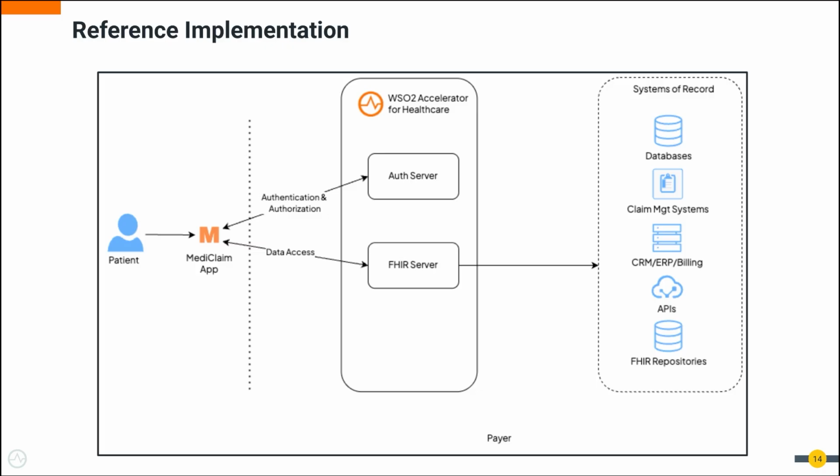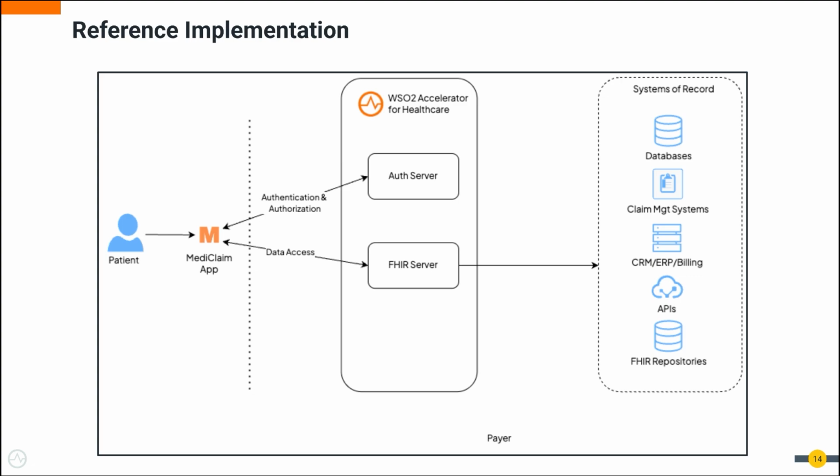This is hosted by the payer and manages the OAuth 2.0 and OpenID Connect flow as required by SMART on FHIR. It handles user login, consent handling, and issuing access tokens. This functionality can be implemented using supported solutions such as WSO2 Identity Server or Asgardeo, which is WSO2's cloud-based identity as a service platform. The WSO2 Accelerator for Healthcare features can be installed on top of the WSO2 authorization server to enable SMART on FHIR features out of the box.